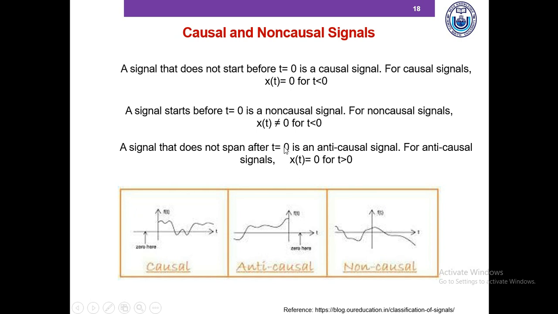There's another type of signal called an anti-causal signal. For an anti-causal signal, the signal is 0 for t greater than 0. So if you reflect a causal signal, you end up having an anti-causal signal. The middle panel here is an example of an anti-causal signal where the signal exists completely on the left side of the y-axis, which is why x of t equals 0 for t greater than 0. So the signal completely resides on the left side of the y-axis.